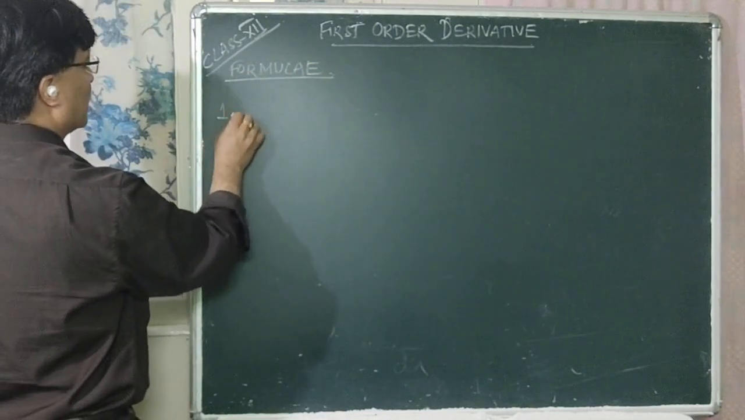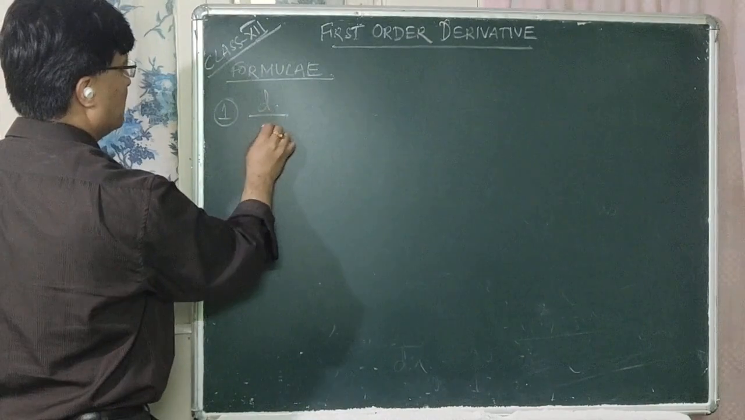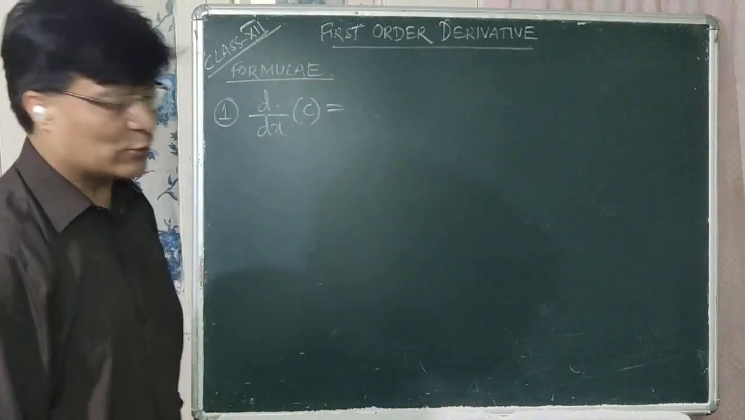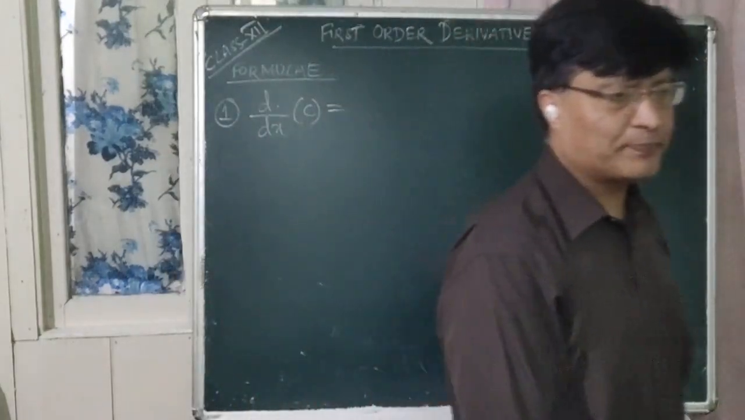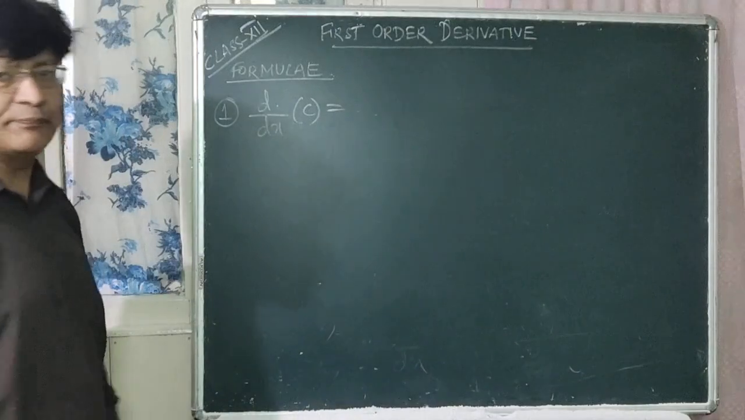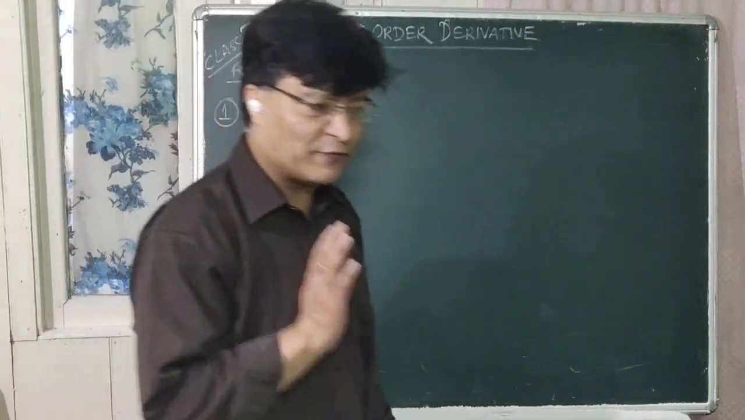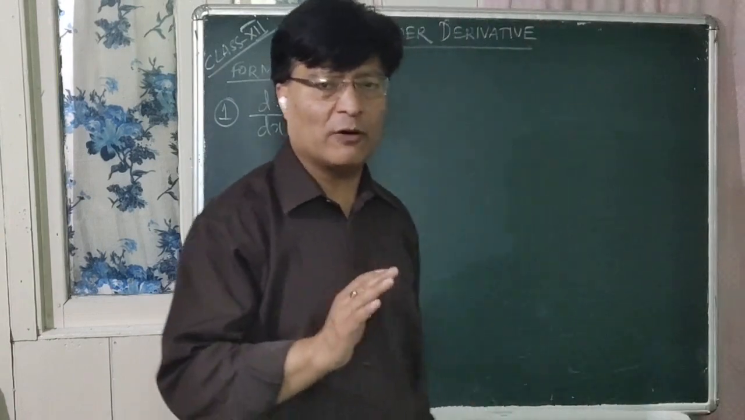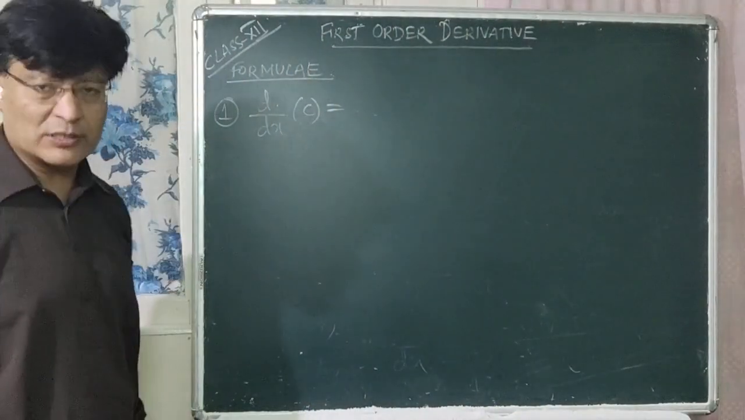So formula number 1, that is d by dx of constant. What do you mean by constant? Actually the variables are taken as x and y, and constant c. So constant is taken as c. Constant means which are free from x and y. The terms which are free from x and y are known as constant.